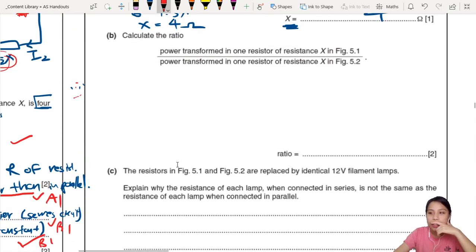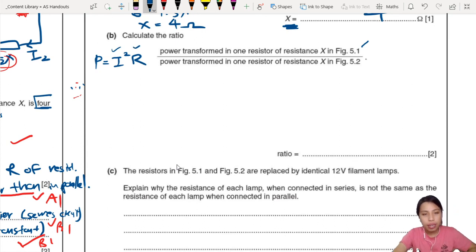Almost there. Okay, power transformed in one resistor. When you think of power transformed, you have a whole bunch of equations. But the convenient one is, you already know the current given to us, mA, and the resistor, of course, we just found, 4 ohms. So let's use this one, because we know this. For V, you have to do more calculation. You can use V also, but up to you.